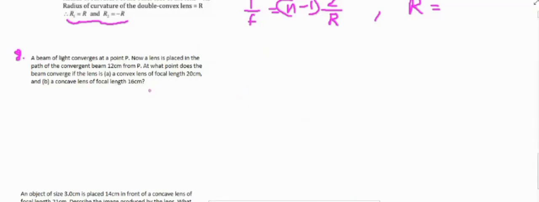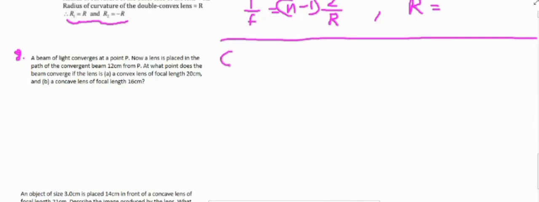Okay, take the first case, convex lens. First case, convex lens. Look at the diagram. Okay, so you can have a convex lens. The beam is a converging beam of light.